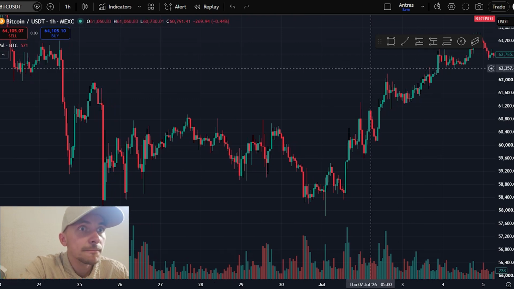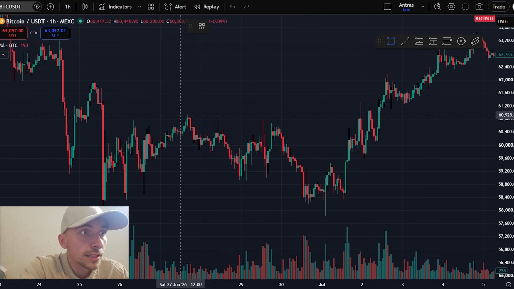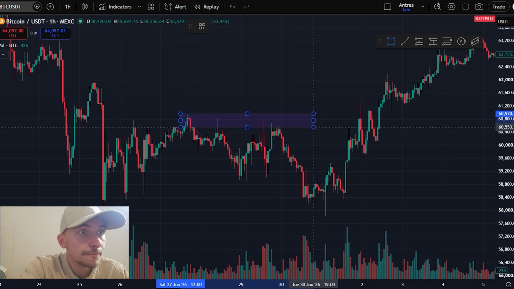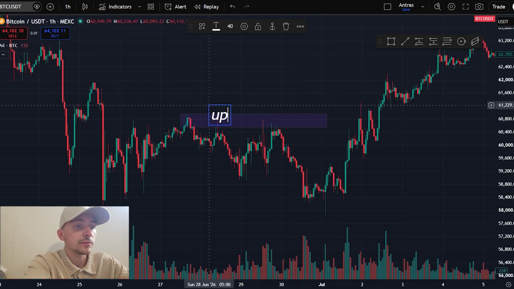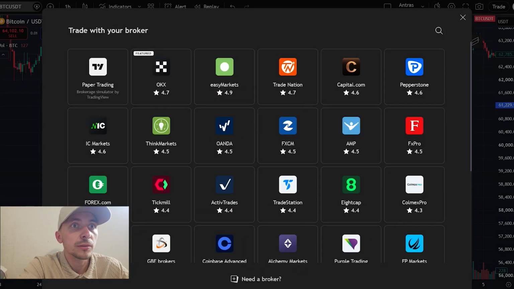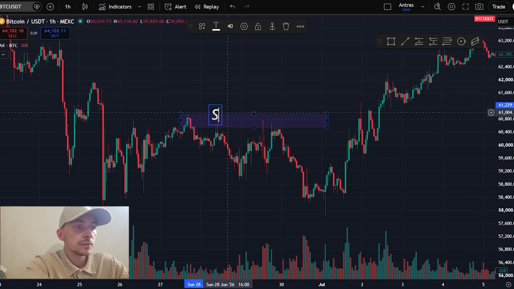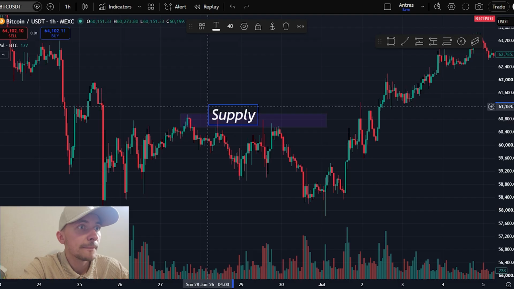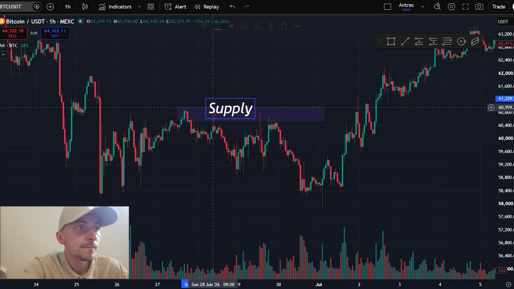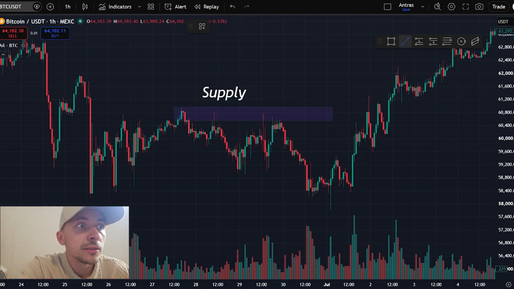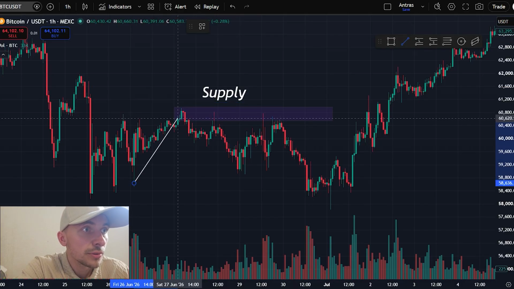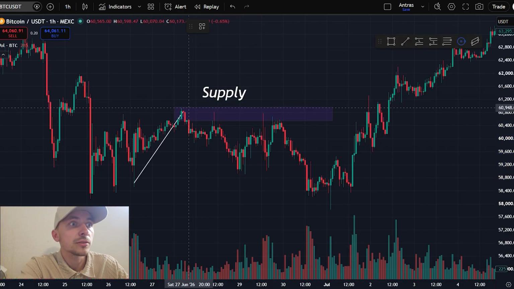But basically it looks like this. Yeah, at the top, what do we have? We have a supply zone. Supply zone. And from there sellers are pushing price down, and as you can see in this example, the price started running up and created a supply zone.